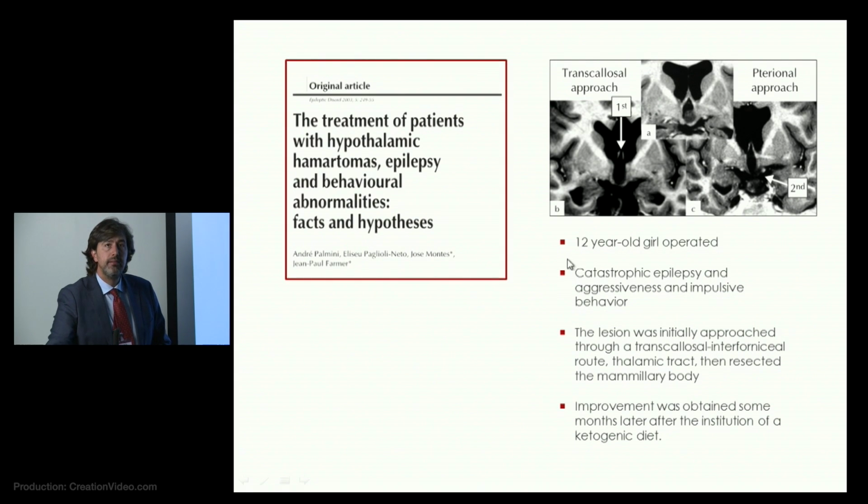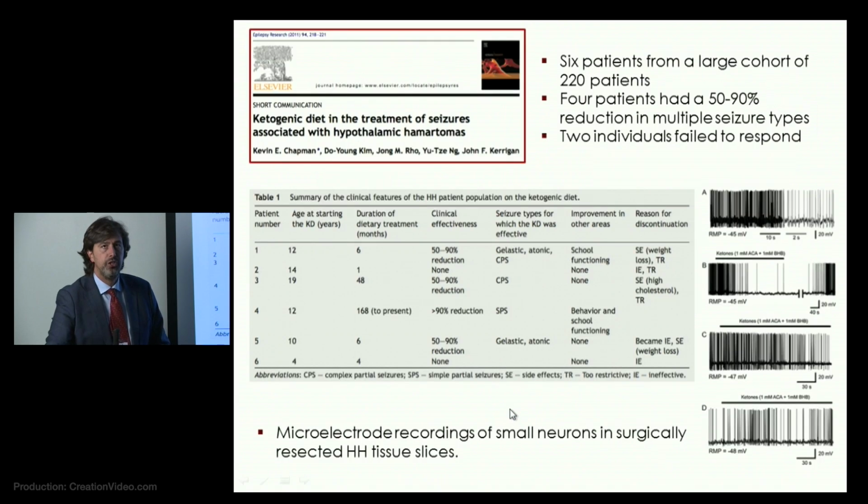Lastly, there are the alternative treatments, and there is one case published here that was operated twice, first with a transcallosal approach and secondly with a pterional approach, and on both occasions seizures were recurring, and it is stated that a certain improvement was reached with a ketogenic diet, but it was not specified which type.